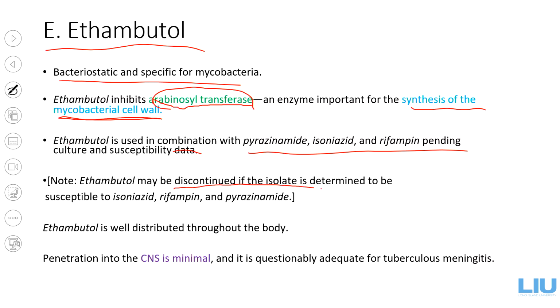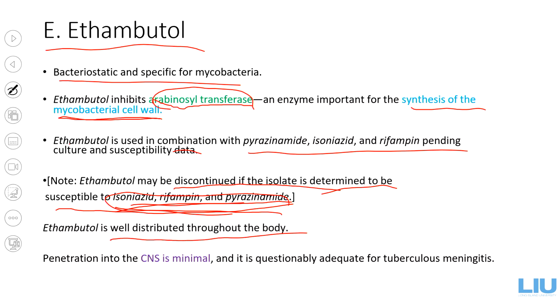Maybe discontinued if the isolate is determined to be susceptible to these three. Now, if you find that the bacteria is susceptible to these three alone, because remember we start the four drugs, first line of therapy, and then in parallel we run those susceptibility tests. If we find that there is no need to administer this drug, you could just keep those three, depending on the strain. Some strains would be susceptible to these three alone, okay?